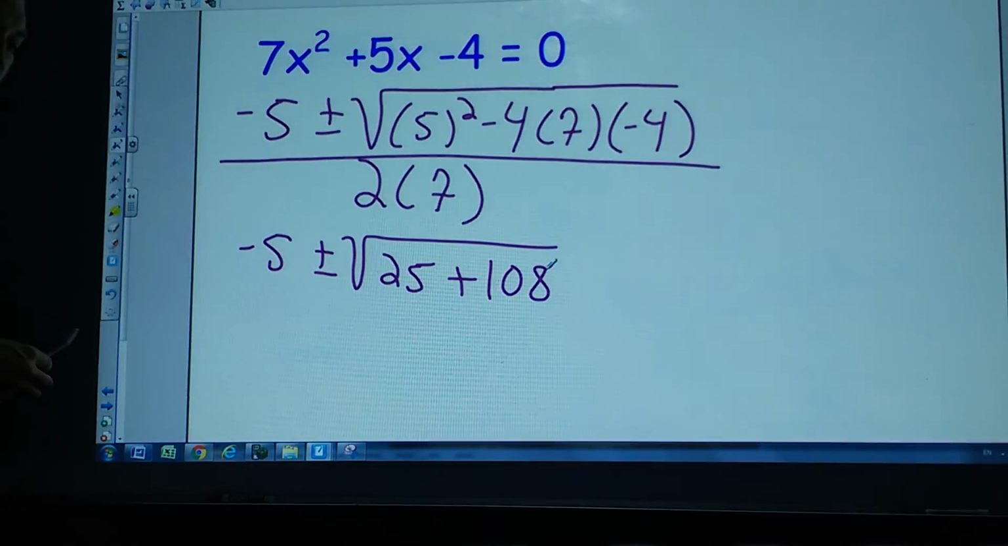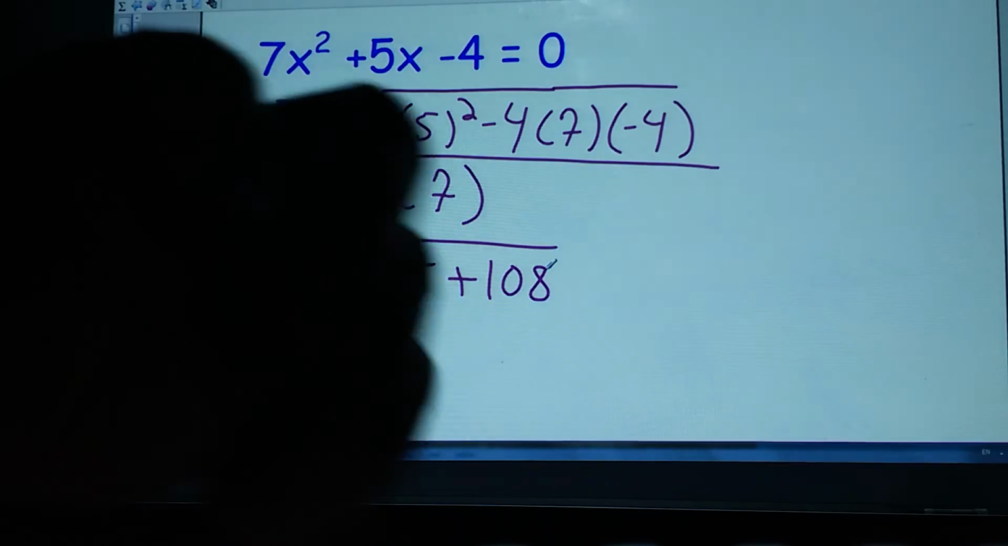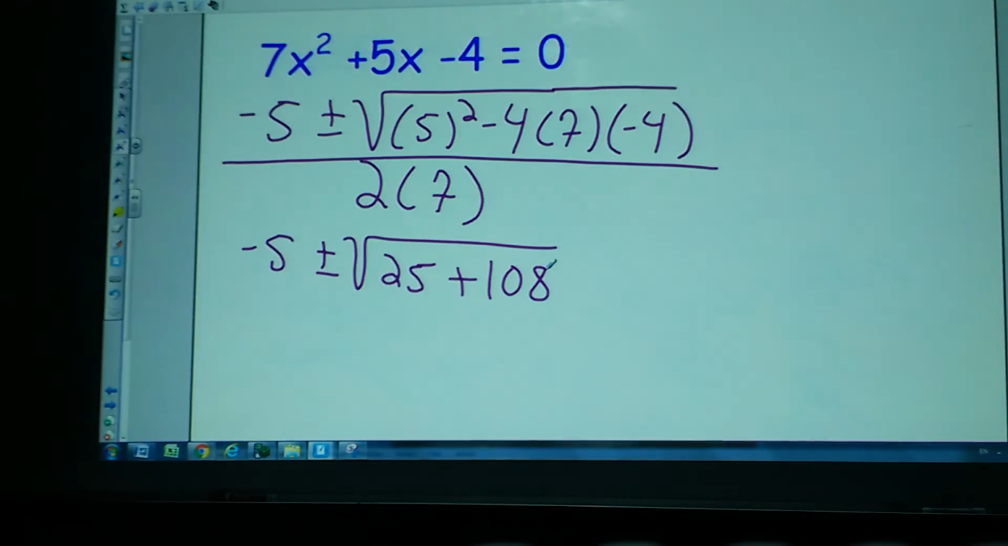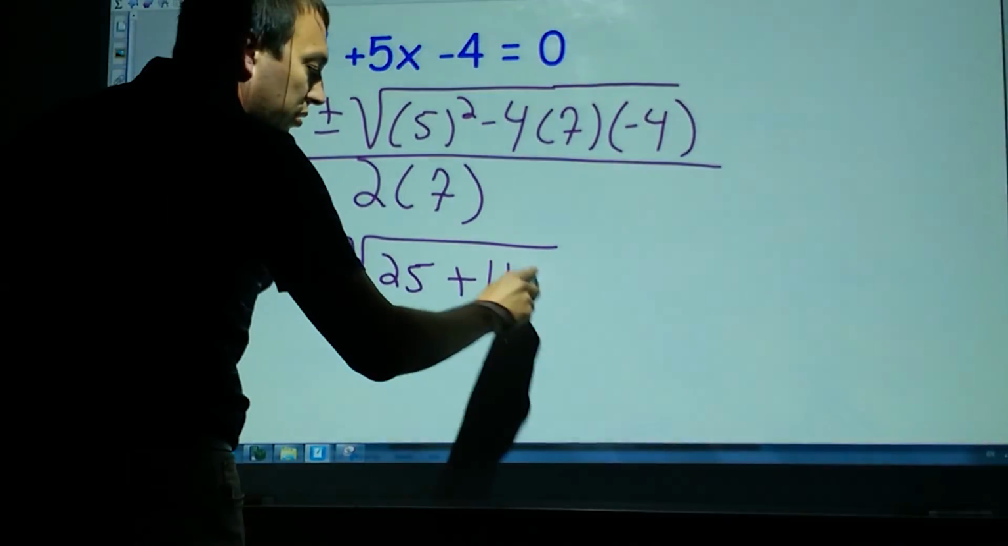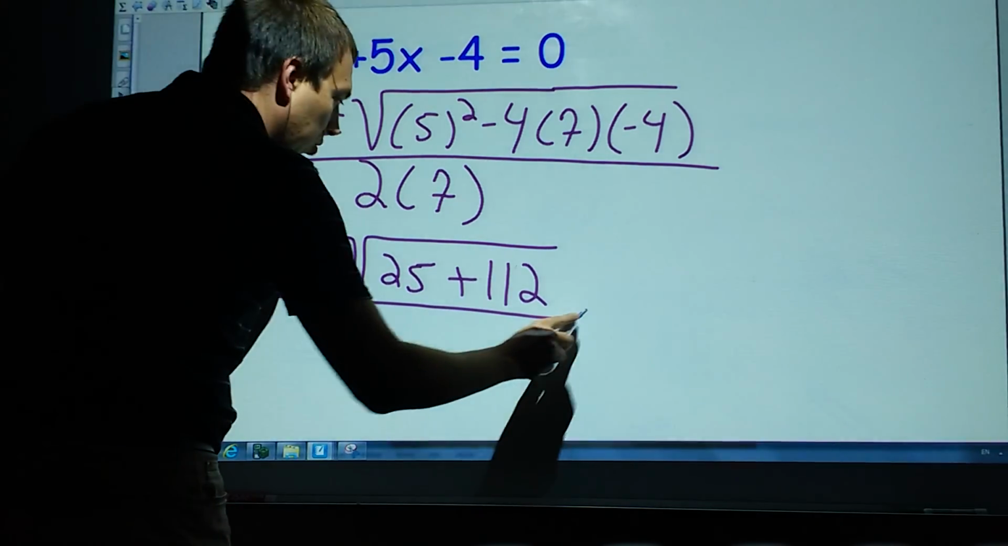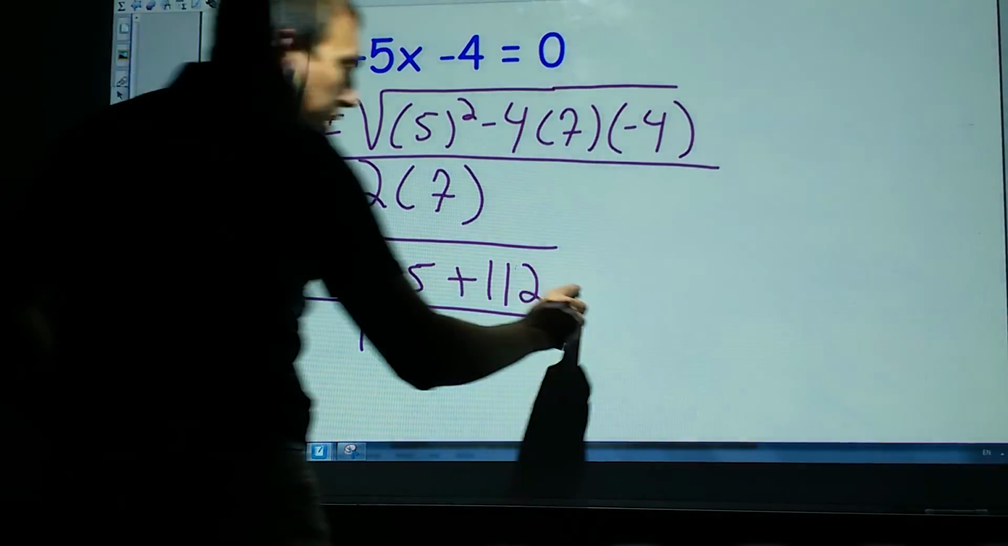Is it 108? I should probably check that. I'm kind of tired at the end of the day. So, 28 times 4. 112. I knew something didn't sound right. 112. All over 14. We just need to add these two and we should be done.